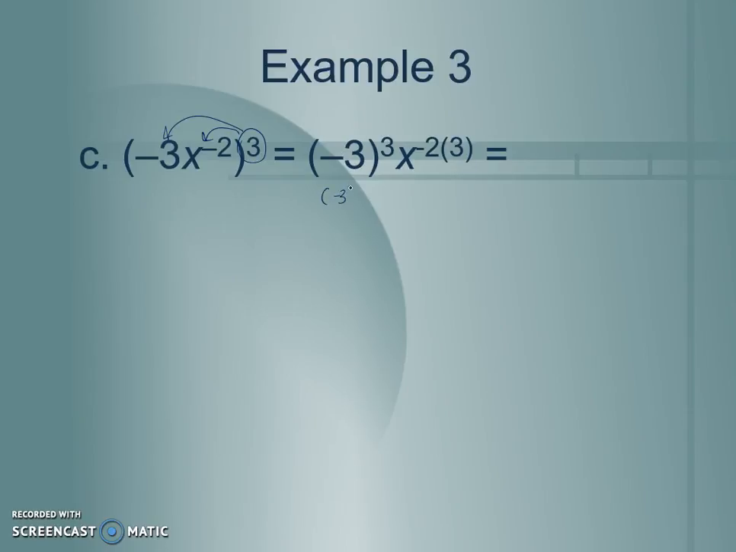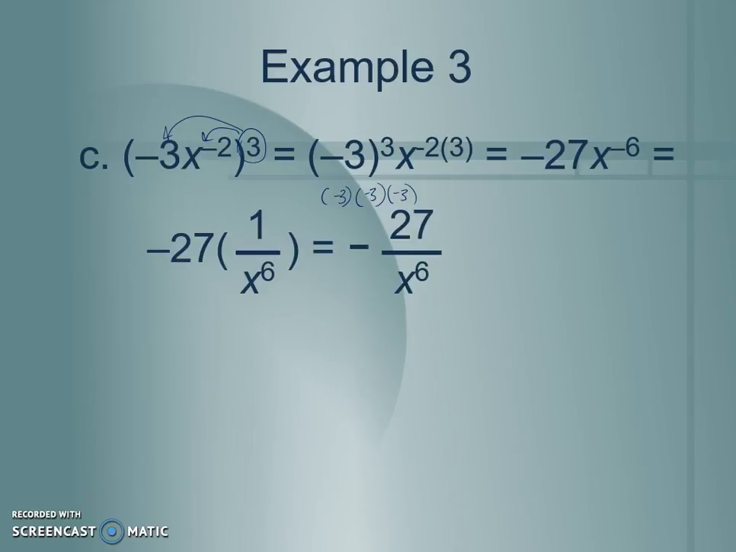So this is like negative 3 times negative 3 times negative 3, which will give us negative 27. And then x to the negative 6th. We need to get rid of that negative power, and we end up with negative 27 over x to the 6th.